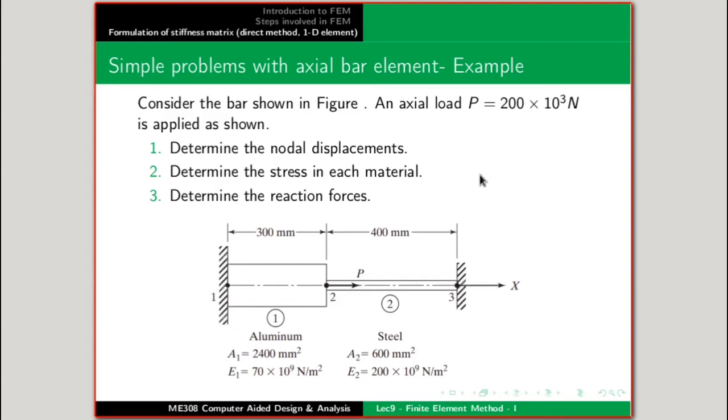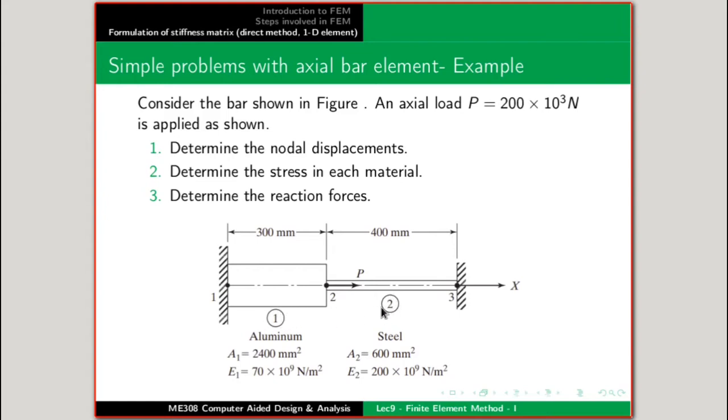Now in order to solve this problem, the basic step is to select the number of elements and nodes. But that's already selected for us for this problem. We have divided the composite bar into two elements. The first element is the aluminum portion and the second element is the steel portion. But it is not necessary to take two elements. We can take 4 elements, 3 elements, or whatever number of elements. But for this problem, it is convenient to take two elements.